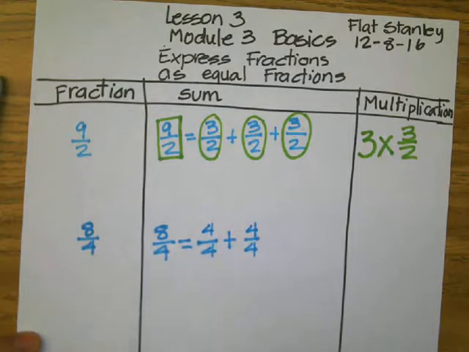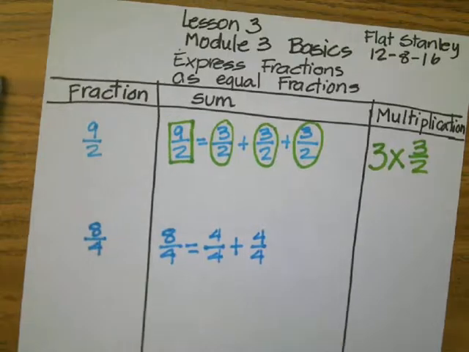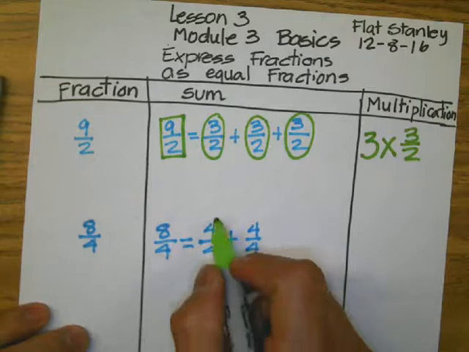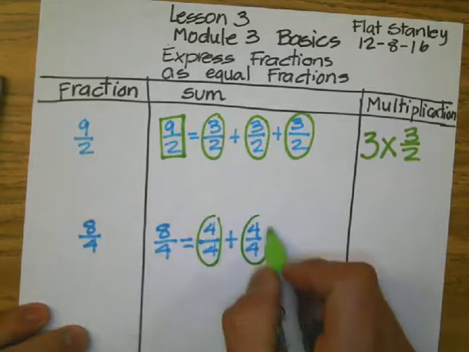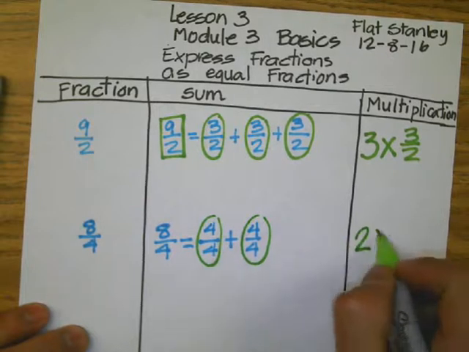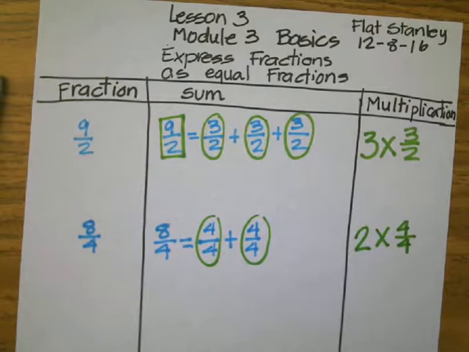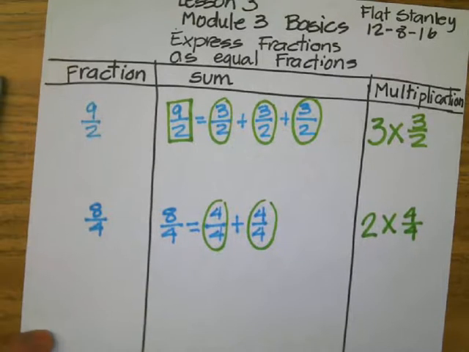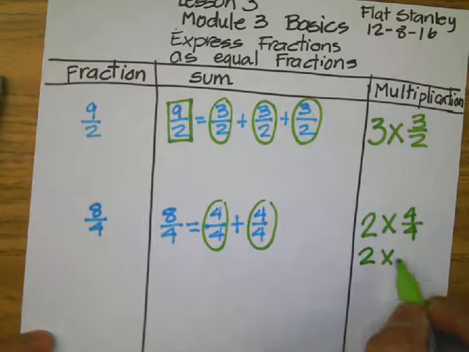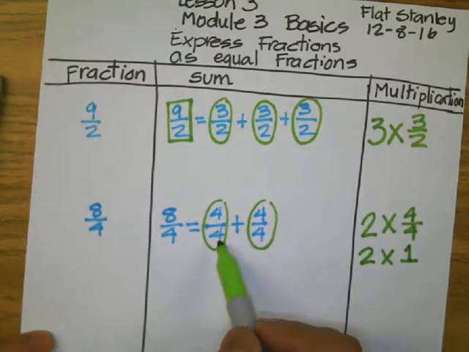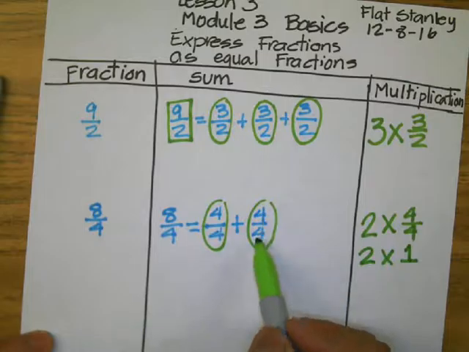How do we write that as a multiplication? Simple, my friends. You say you have two groups of 4/4. Okay, my friends? Now, if you want to be more technical, you can also say you have two groups of 1. Because 4 over 4 equals 1, and 4 over 4 equals 1.